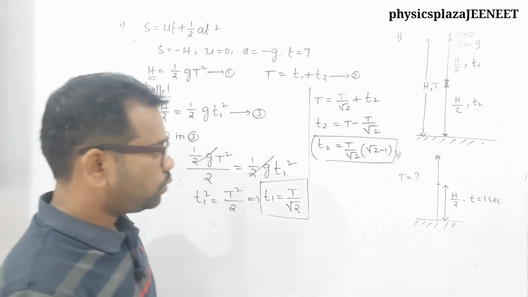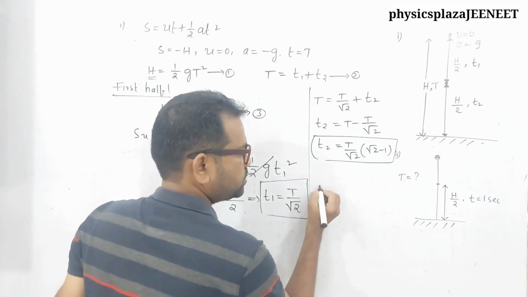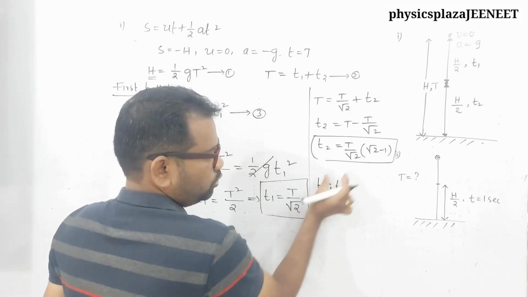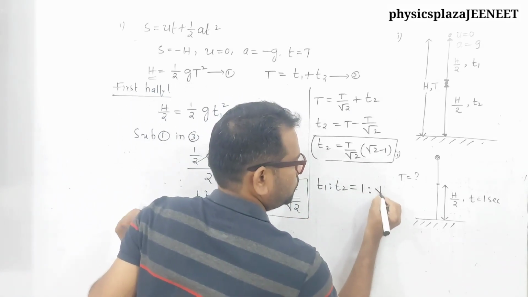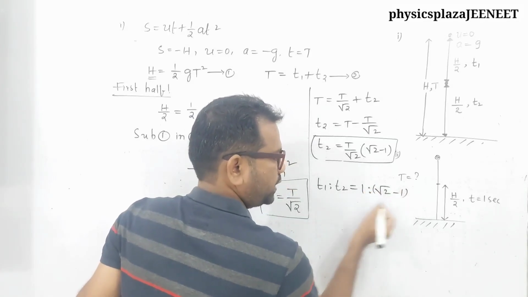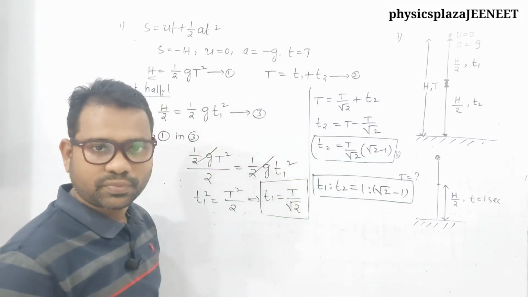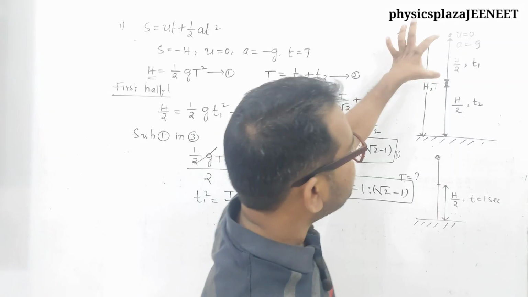So this is t2. Why have we taken t by root 2 common? Because here t1 is t by root 2. Now they are asking us a ratio. So t1 is to t2. Anyhow t by root 2 is common, right? So it will be 1 is to root 2 minus 1. So this is the ratio of the time taken. And you know, in some cases, for half distance.